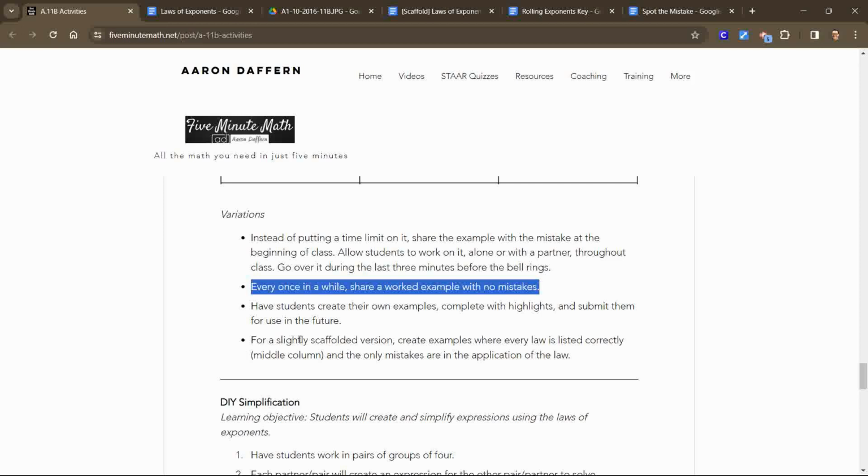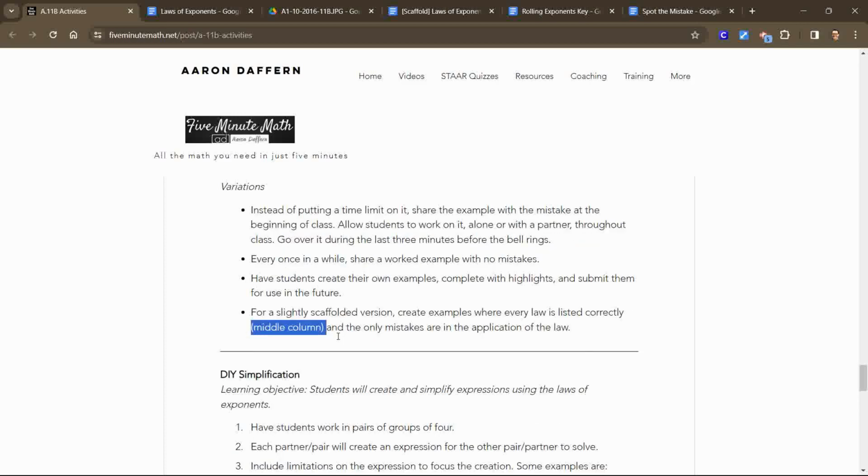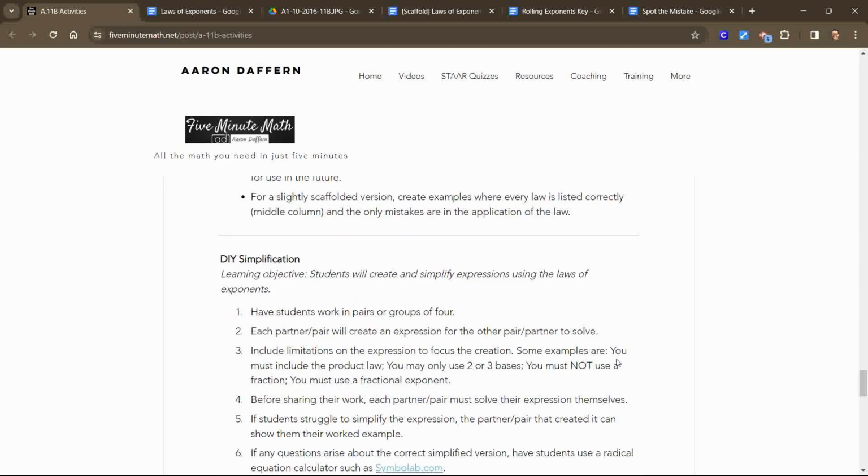And for a slightly scaffolded version, create examples where every law is listed correctly. That's the middle column, and only the mistakes are going to be in the application of the law in the right column. So our last activity is called DIY simplification. Students are going to create and simplify expressions using the law of exponents. It could be pretty open for them.